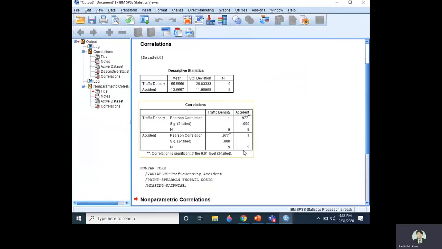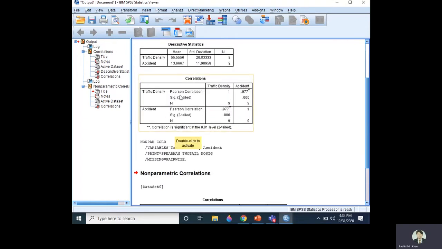So this is the output. Here is the traffic density, that mean is 55.55, and accident is 13.66. Okay, and this is the standard deviation for the traffic density, and this 11.98958 is the standard deviation for the accidents, and we have 9 observations in both data sets.